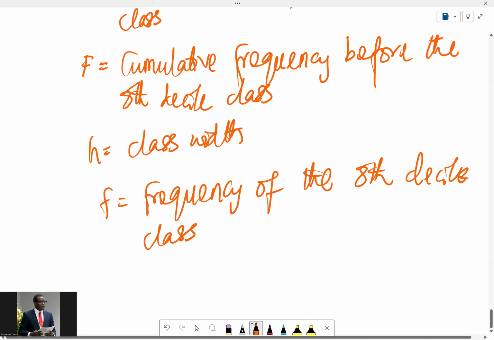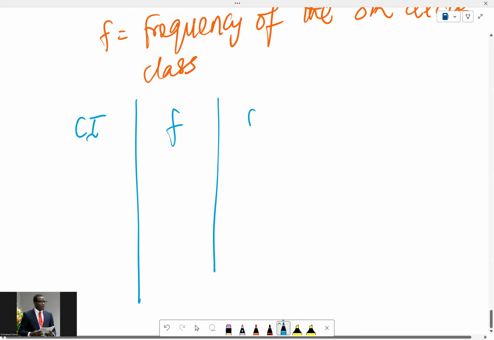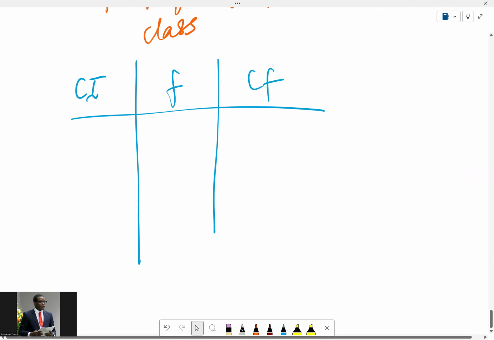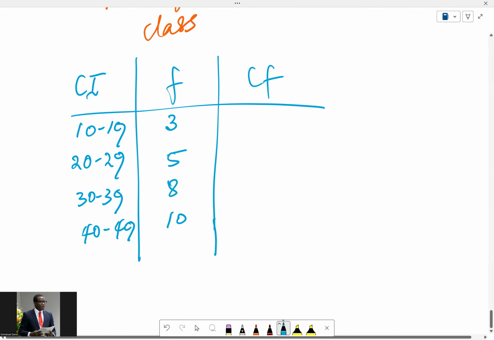So let's go back to what we had before. You had CI, and then you had frequency, and of course you're going to have cumulative frequency in this case. So you have 10 to 19, the frequency is 3. You have 20 to 29, the frequency is 5. You have 30 to 39, the frequency is 8. You have 40 to 49, the frequency is 10. Then you have 50 to 59, the frequency is 4.